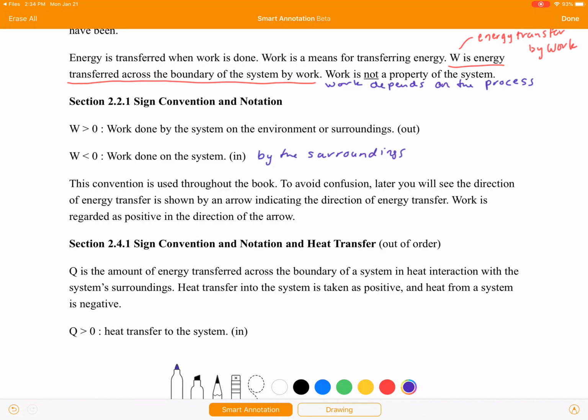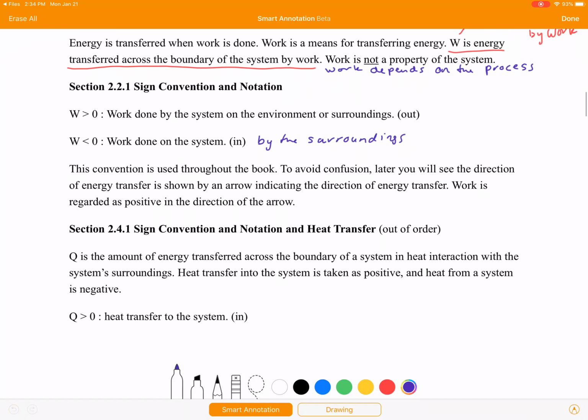To avoid confusion later, you will see that the direction of energy transfer is shown by arrows indicating the direction of energy transfer. Work is regarded as positive in the direction of the arrows.